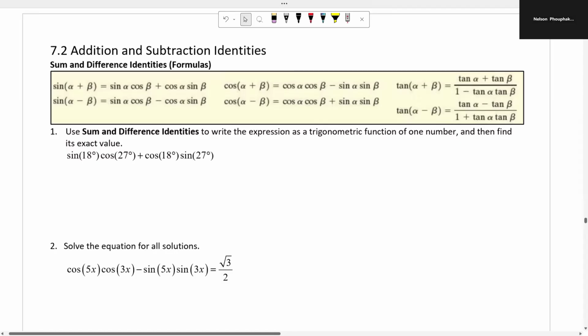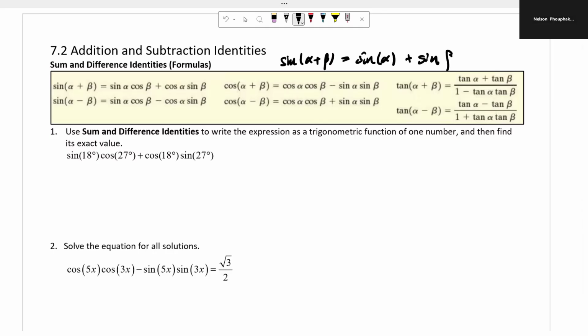Hi, today we will talk about addition and subtraction identities. Sometimes we refer to them as sum and difference identities. Now, a lot of students, when they see sine of alpha plus beta, feel that it should be sine of alpha plus sine of beta. They feel that they can just distribute the sine to alpha and beta. Actually, this is not the case.